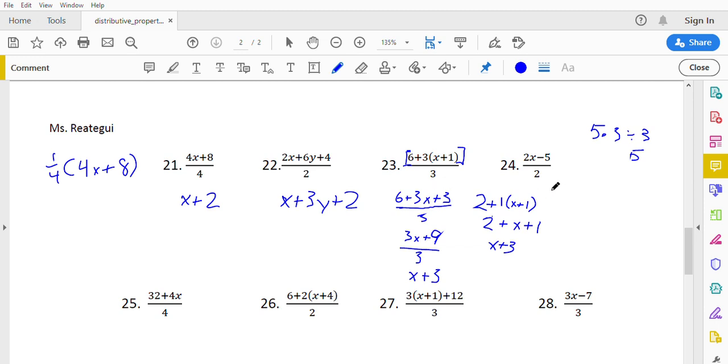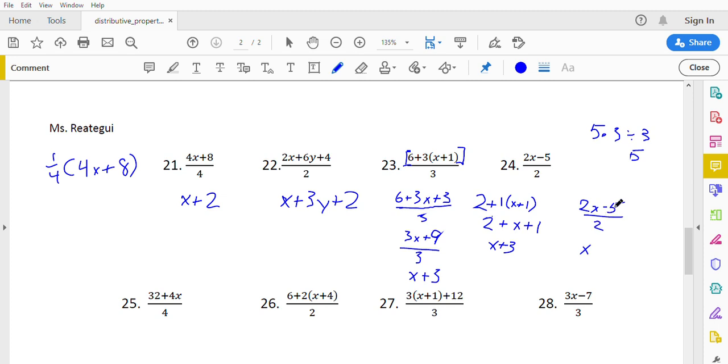You guys are smart kids. Okay. I will talk real quick about number 24. 2x minus 5. Now, why are we doing this? We're doing this to make these things more simple. Well, when we're dividing by 2, we're looking for even numbers. So 2x divided by 2 is going to be x. That's no big deal.